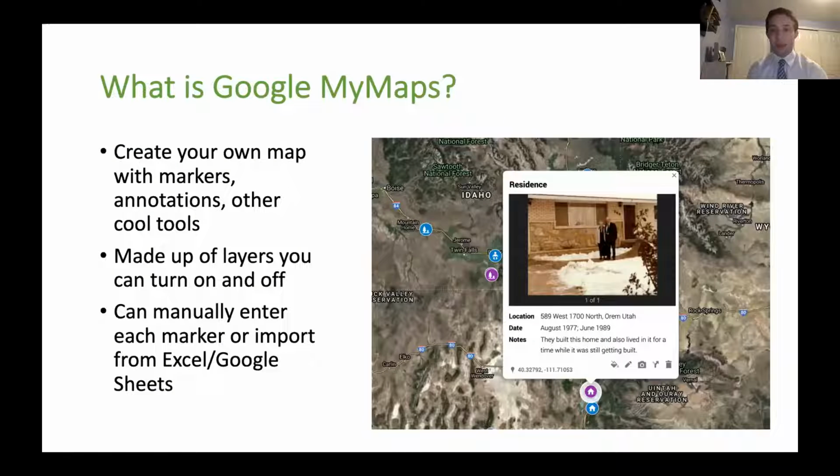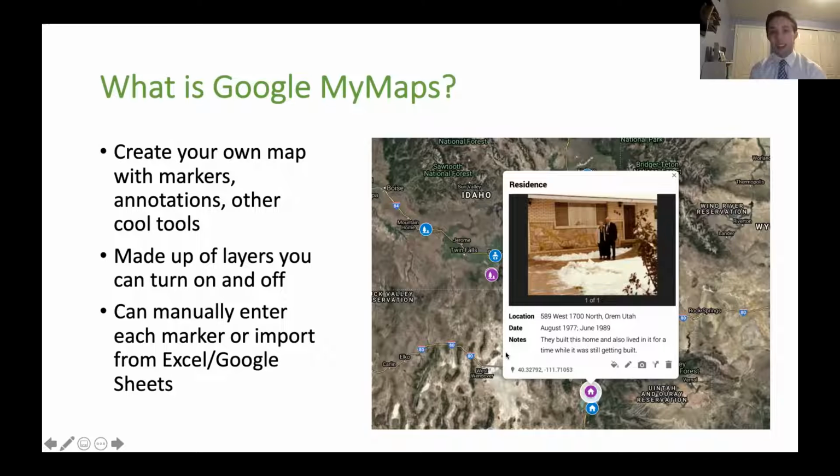So anyways, what is Google My Maps? Google Maps is something you're probably all familiar with, that we all use for directions. My Maps is sort of an offshoot of that, where you can create your own custom map with markers. You can make notes, add photos. So here I have a photo of my great-grandparents in front of their home in Orem. It's not zoomed in really, but if you zoomed in, it would be at the exact address here. I can put the dates that they lived there. So it's kind of cool.